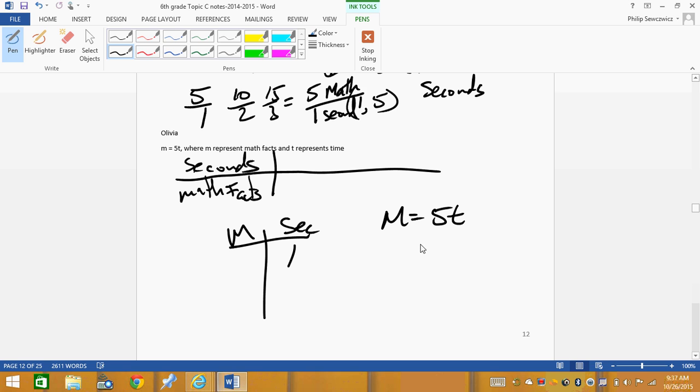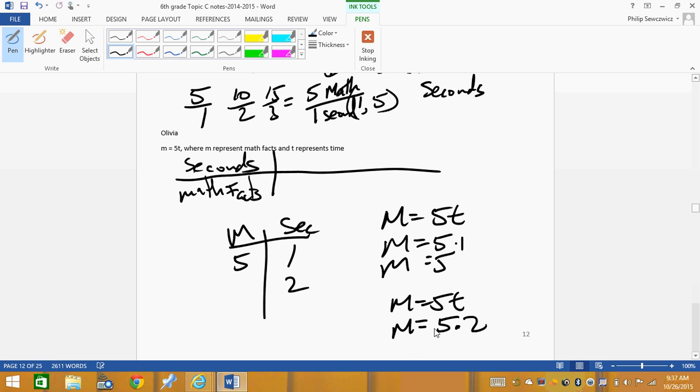Well, in this case, t is 1 second. So what's 5 times 1? Well, it's 5, so it's going to be a 5. After 2 seconds, again, you can plug it in, so the math facts is 5 times t. In this case, the time is 2 seconds, so 5 times 2, so it's 10 math facts.